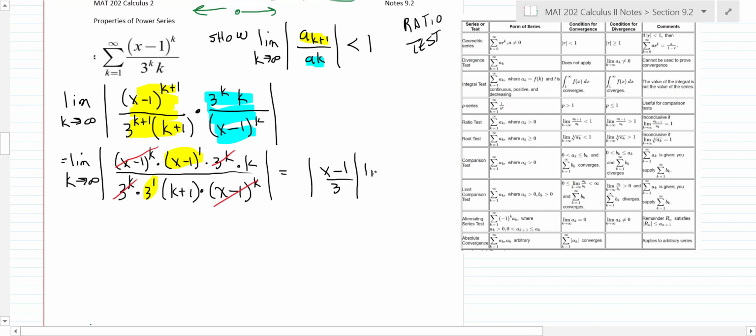Then what I'm going to have is the limit as k goes to infinity, and I'm going to be left with, after I take those things out, okay, they don't cancel, they're taken out, you'd be left with k over k plus 1 then, like that. All right, so I think I'm on the right track here. All right, everybody okay so far?